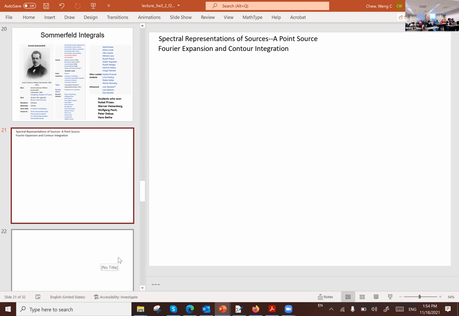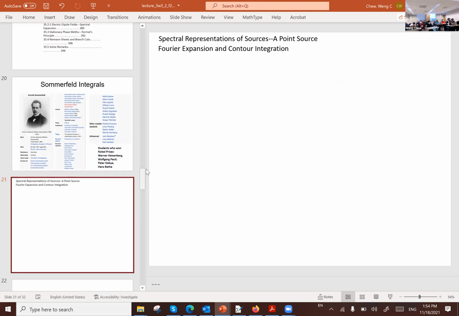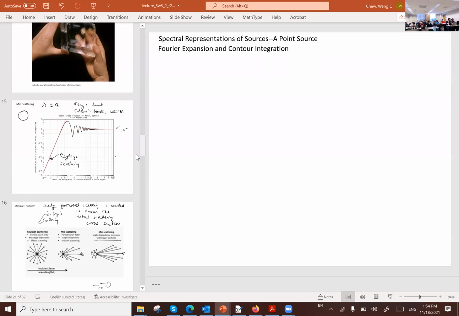Yes. Oh yes, yes. I glossed over that. I said as the frequency gets higher, you have to use Mie scattering to study this part of the spectrum.